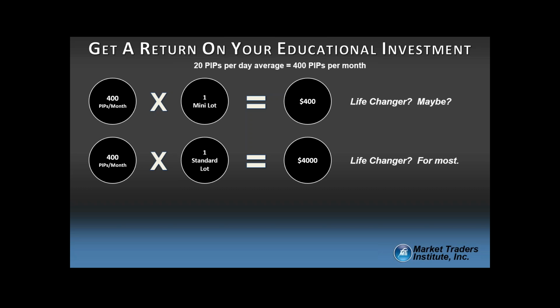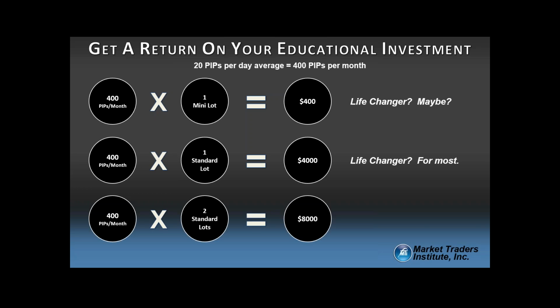And would this really allow you to start doing some pretty incredible things? And then 400 pips a month, let's say you work your way to two standard lots. Well, folks, that's $8,000 a month. Now, let me ask you, is this truly life-changing? How many of y'all will be pretty happy with generating that type of income?